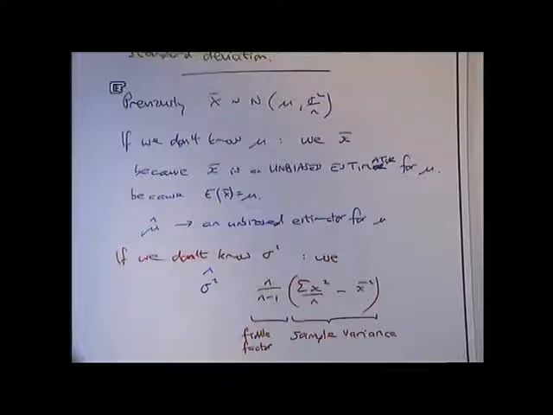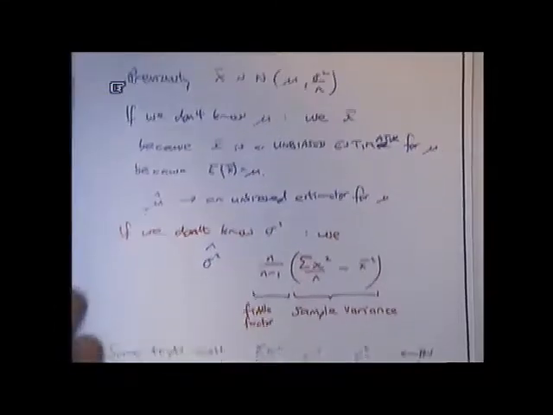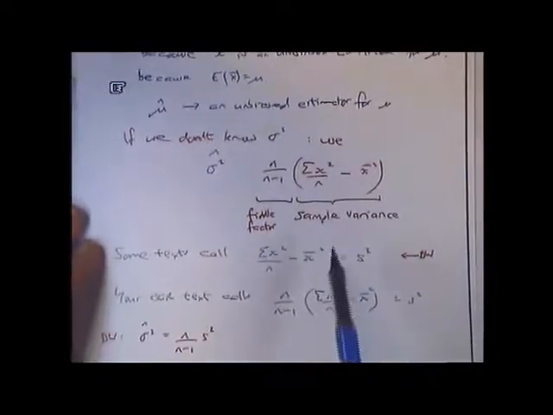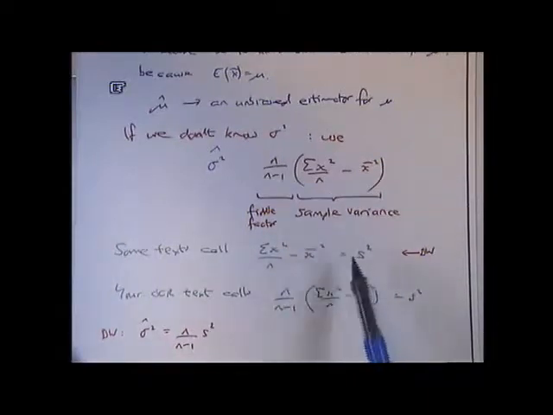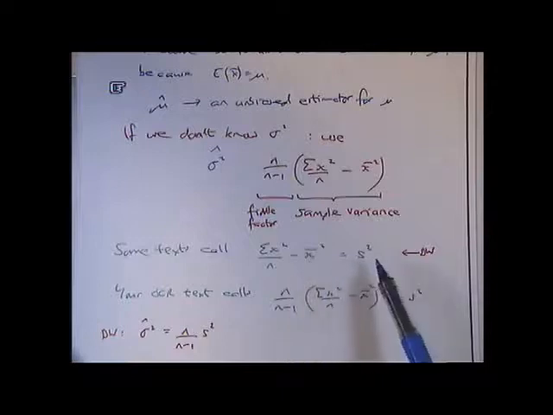There's a slight issue here in that some textbooks call this thing here, which I in words would call the sample variance, S squared, and I call that S squared. However, your OCR textbook calls it with the fiddle factor S squared. And this is confusion between different authors, effectively.